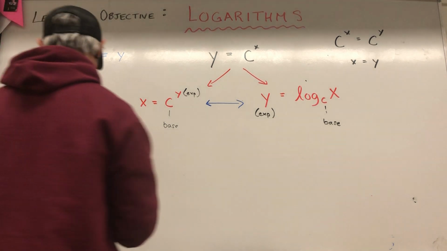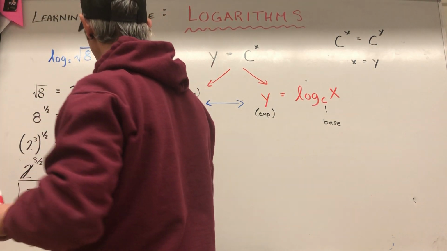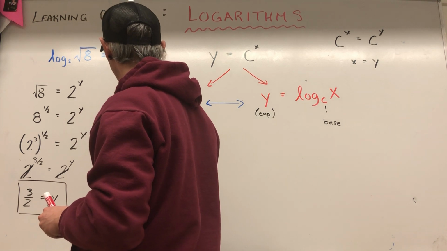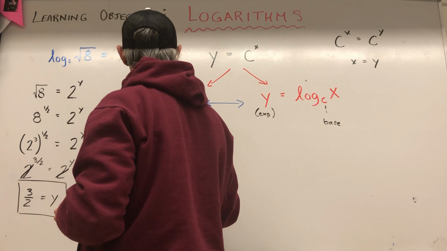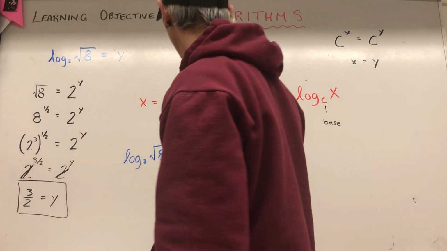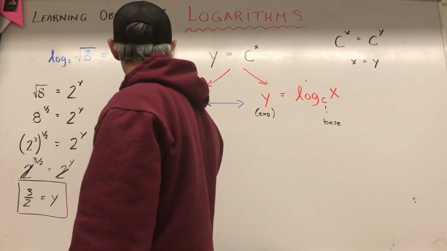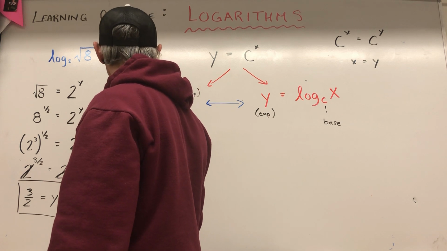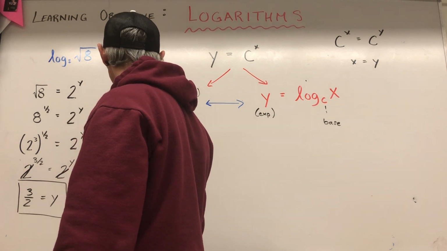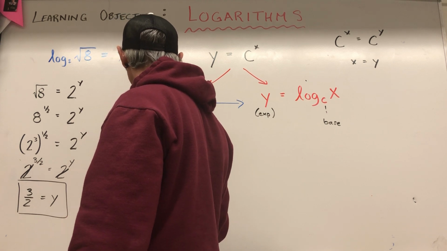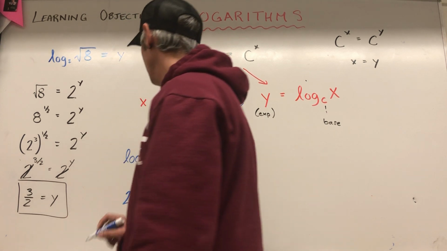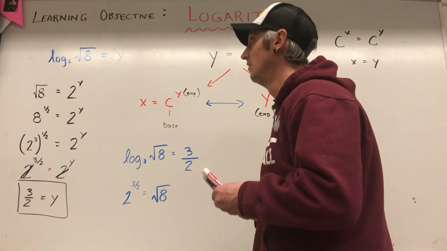So I can rewrite this as log base 2 of square root of 8 is equal to 3/2, or in exponential form, I can write 2 to the power of 3/2 is equal to the square root of 8. Okay?